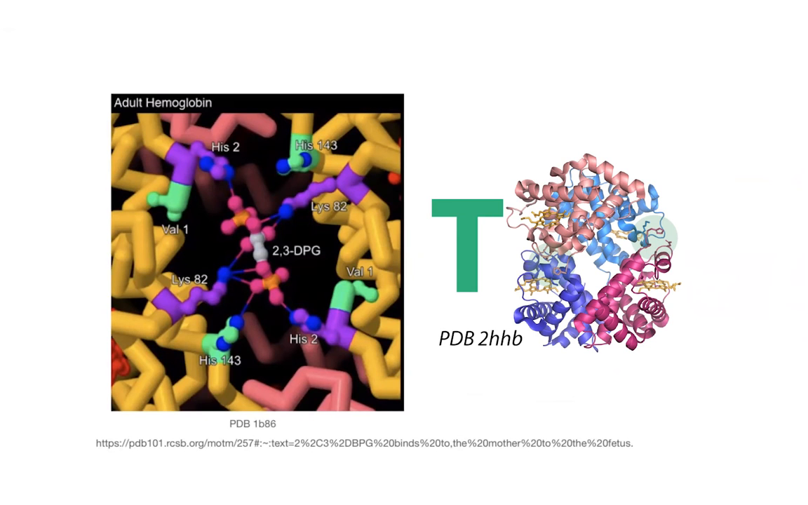We can actually look at the interactions that BPG makes with hemoglobin. So this is from the PDB 101, or I guess the PDB molecule of the month. They have some cool articles, and this one is on BPG and other things about hemoglobin. This is showing you the adult hemoglobin, and you can see 2,3-BPG bound in the center. What type of interactions are we seeing displayed here? Right, we're seeing ionic interactions. We're seeing salt bridges.